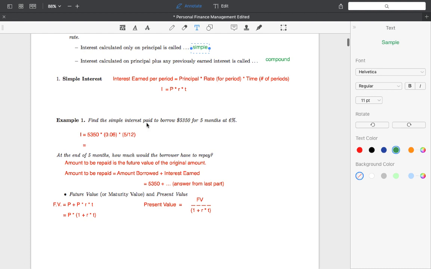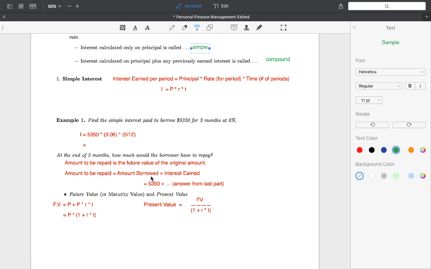So if we're trying to find the simple interest paid to borrow $5,350 for 5 months at a 6% annual interest rate, we would simply take the principal, multiply it by the rate, which is our percent of the principal that earns interest. And then we multiply by how much of that rate we really get to apply. In other words, 5 months isn't a whole year, so we don't earn that whole 6%, or it isn't earned on our loan. So 5/12 of that percent is earned. So we would take all those numbers and multiply them together to yield what our interest is.